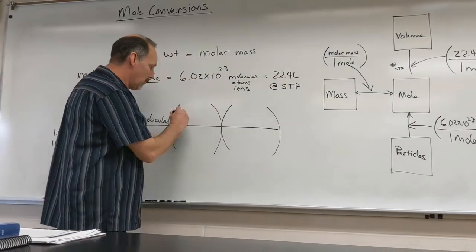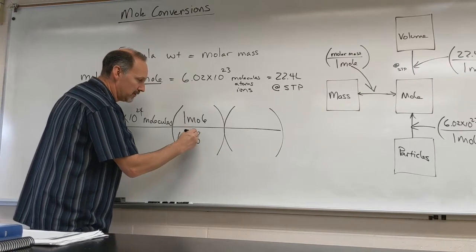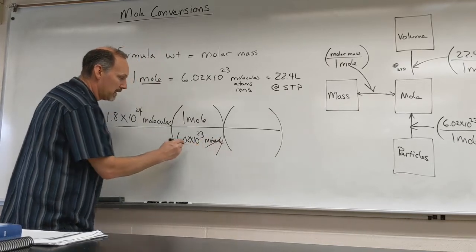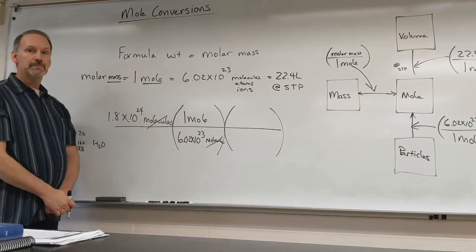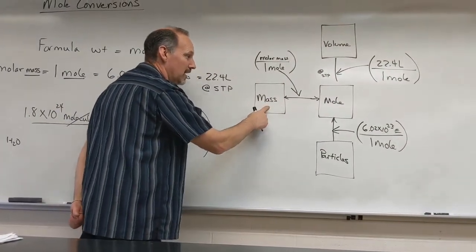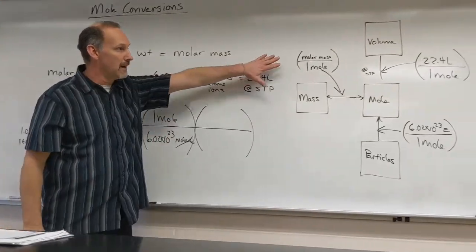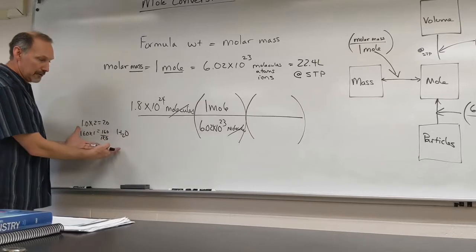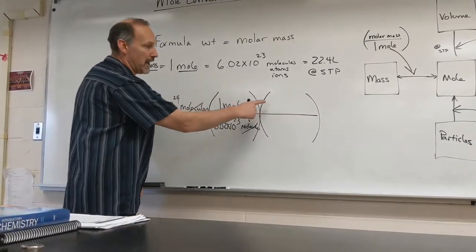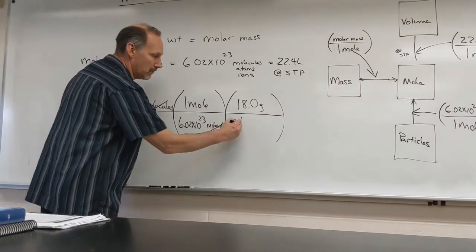So I need to put 1 mole on top, and then 6.02 times 10 to the 23rd on the bottom, but I want to use the word molecule, and that allows me to cancel out the word molecules. Then the next jump, I want to go from moles to mass. Then I need to use the molar mass again. That's up here in this box. If I'm dealing with water again, I can keep using this number. Mass should be on top, so the 18 grams go on top, and I put 1 mole on the bottom.